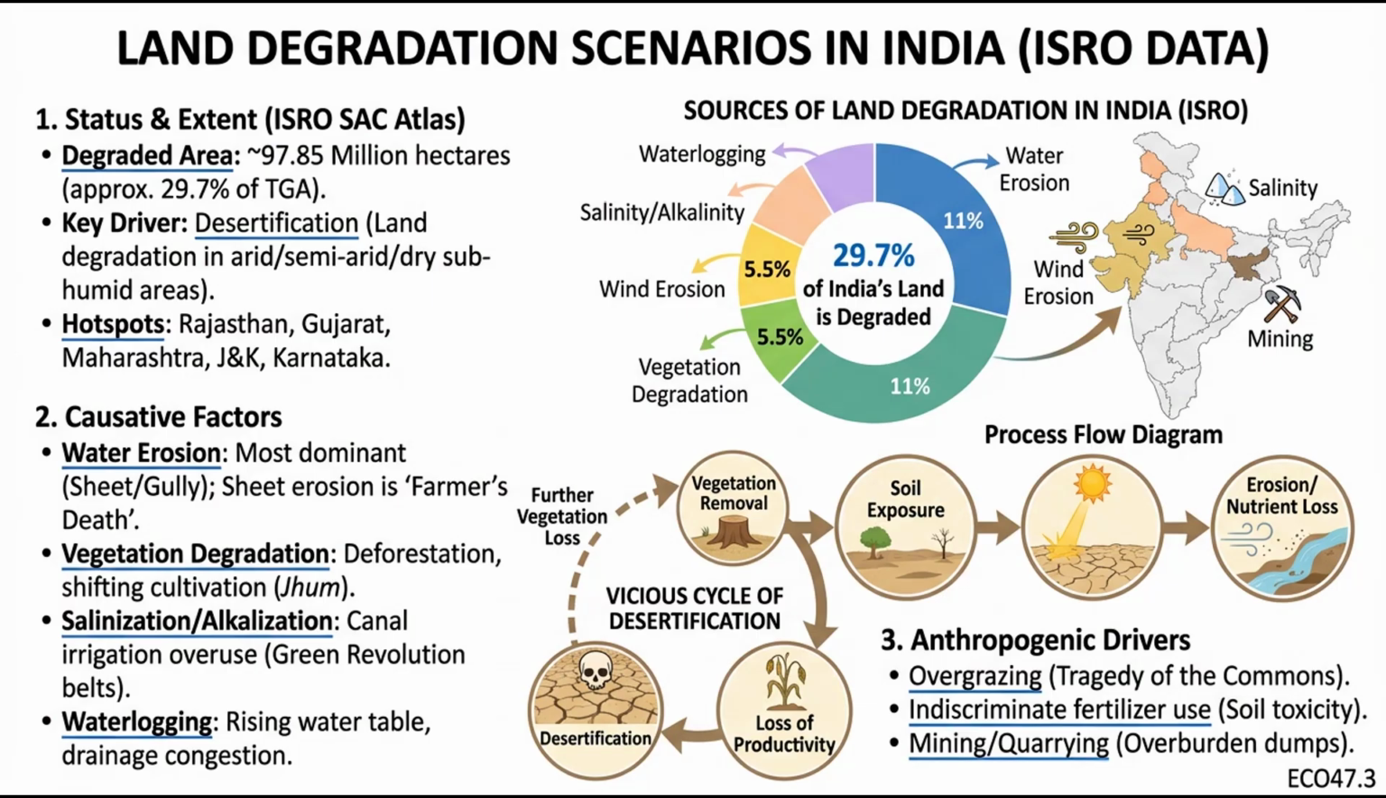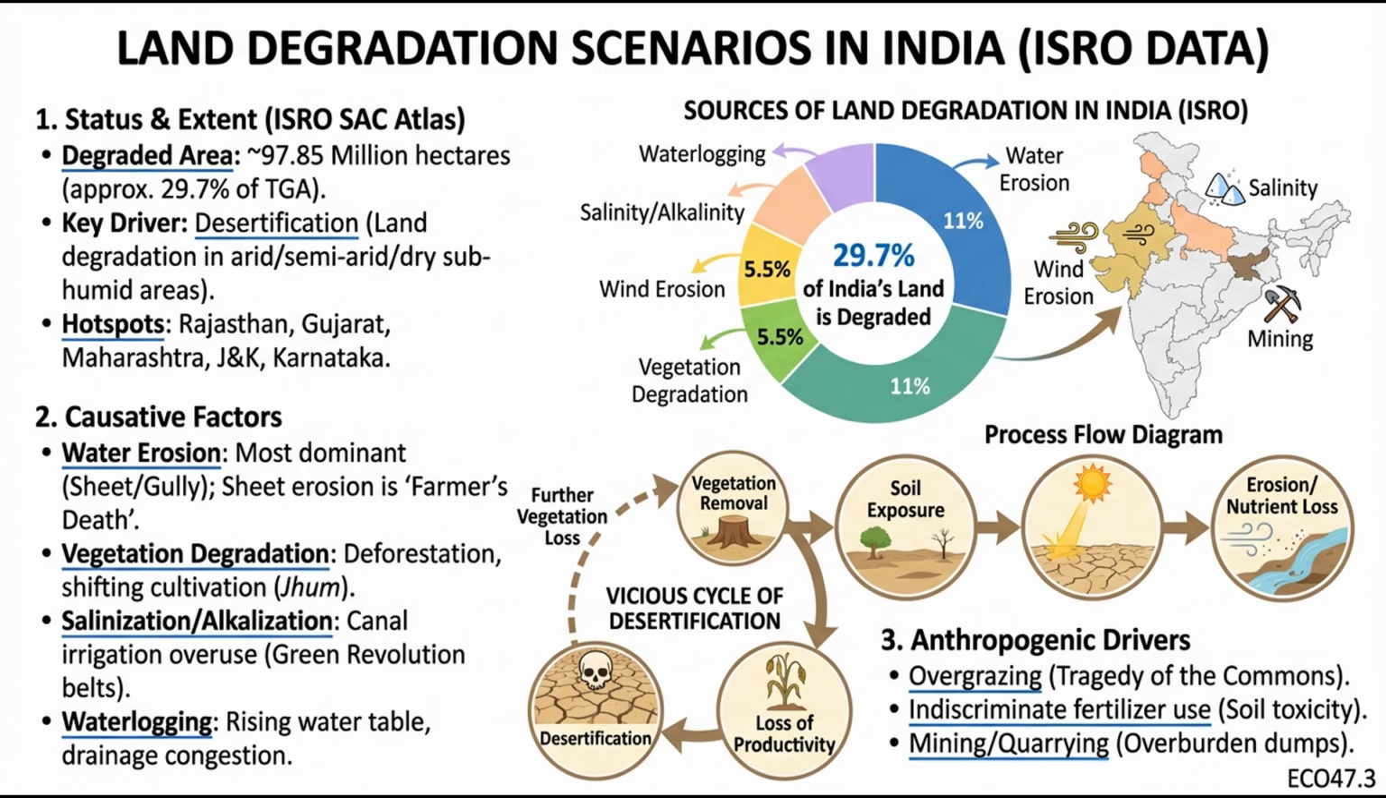We have understood what soil is. अब हमें देखना है कि soil के साथ हो क्या रहा है. We are facing a crisis of land degradation, which is the persistent decline in the biological productivity of the land. According to the ISRO data presented, nearly 30% of India's total geographical area, or TGA, is undergoing degradation. This is not just about soil losing nutrients, it is about the structural collapse of the ecosystem.